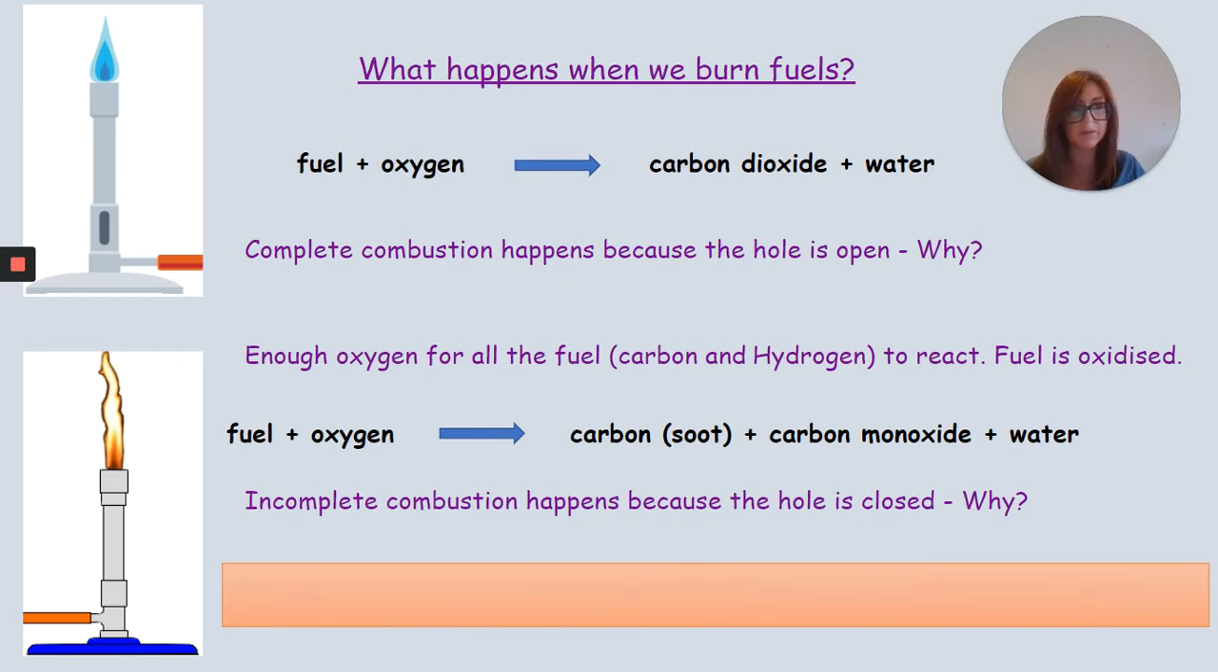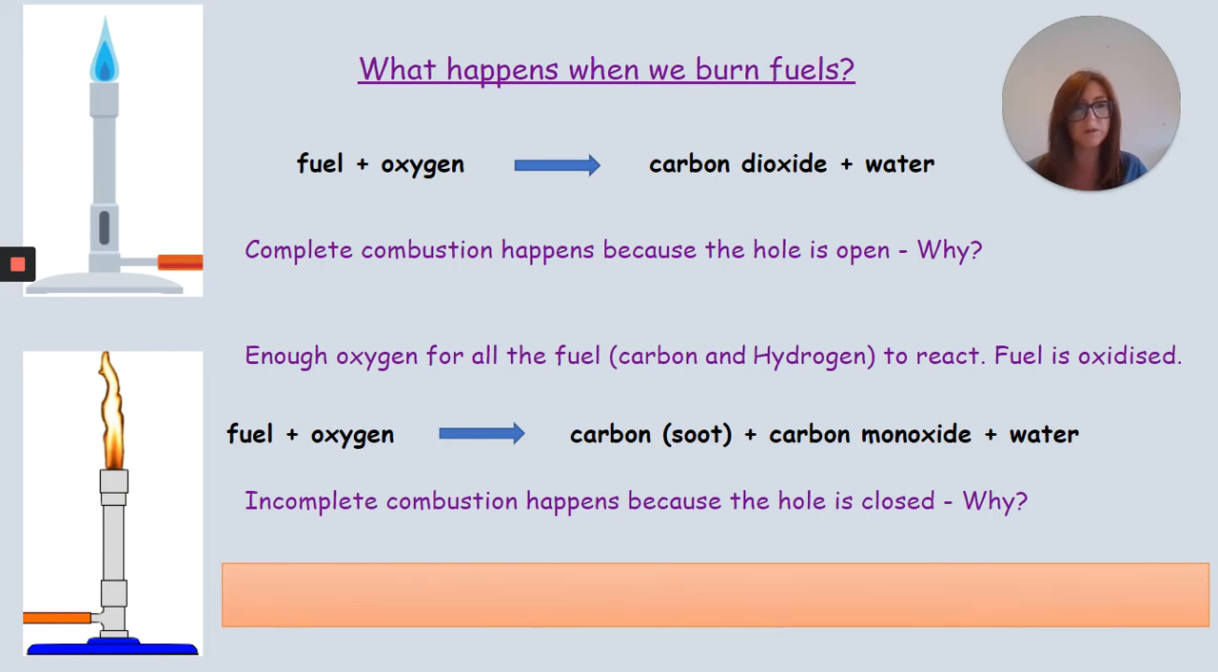Please make sure you've got that written in your books so that you understand what complete combustion means. When we're looking at incomplete combustion, again, we can think about our Bunsen burner. The general equation for you to write down, please, is fuel and oxygen, so again our hydrocarbon plus oxygen, and that gives us some different products. It gives us carbon, soot in brackets there, it's important you write that down, carbon monoxide and water.